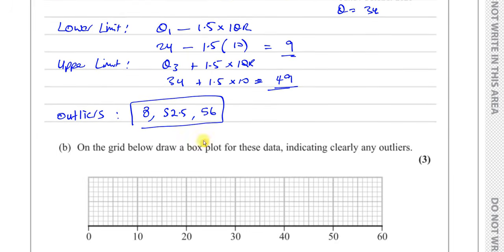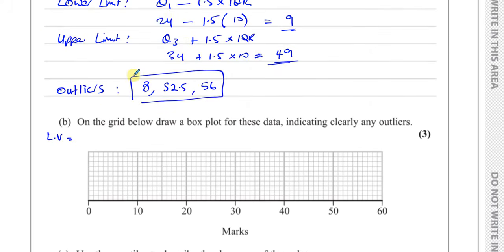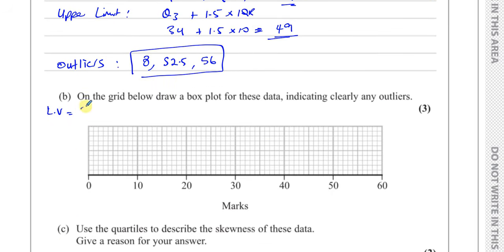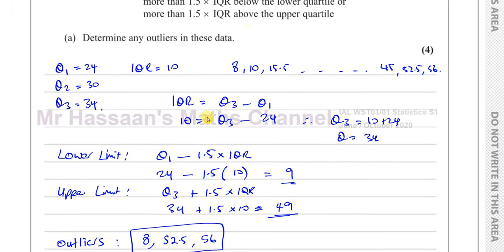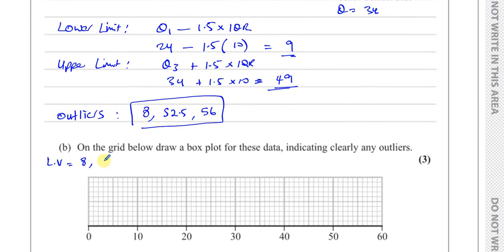Right, so part B says, on the grid below, draw a box plot for these data, indicating clearly any outliers. Okay, so let's just write down what we have. We have the lowest value, and this is 8, and it's an outlier. And the lowest value inside our range is 10. So that's as far as the whisker is going to go.